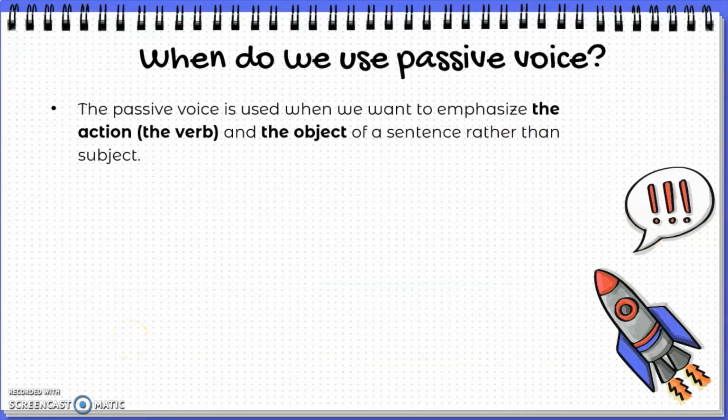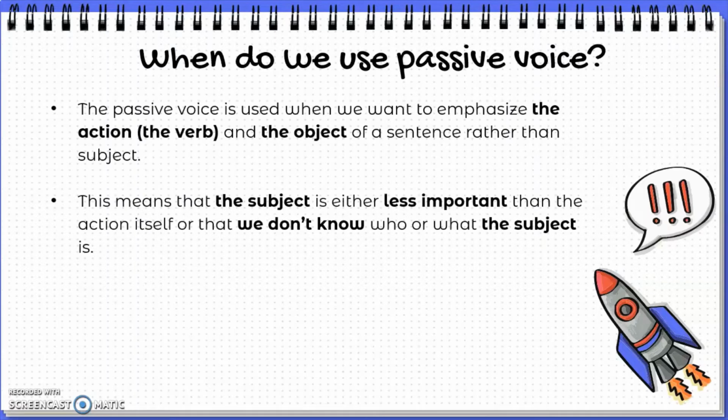When do we use passive voice? It is used when we want to emphasize the action or the verb and the object of a sentence rather than the subject. Here, the subject is not as important as the object or the action. Or sometimes, in some cases, we don't know who or what the subject is. For example, this is the same sentence as the other one, but in this case, we don't have a subject. Here it says, my purse was stolen. We don't know who did the action, but now we know that my purse was stolen.